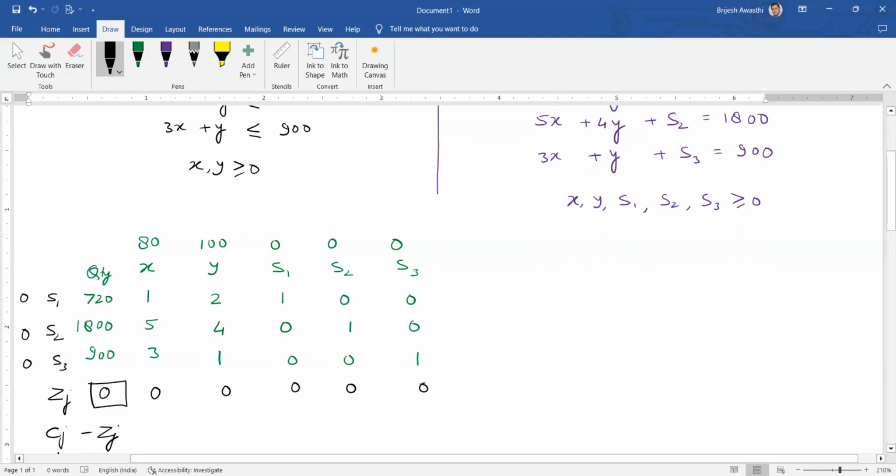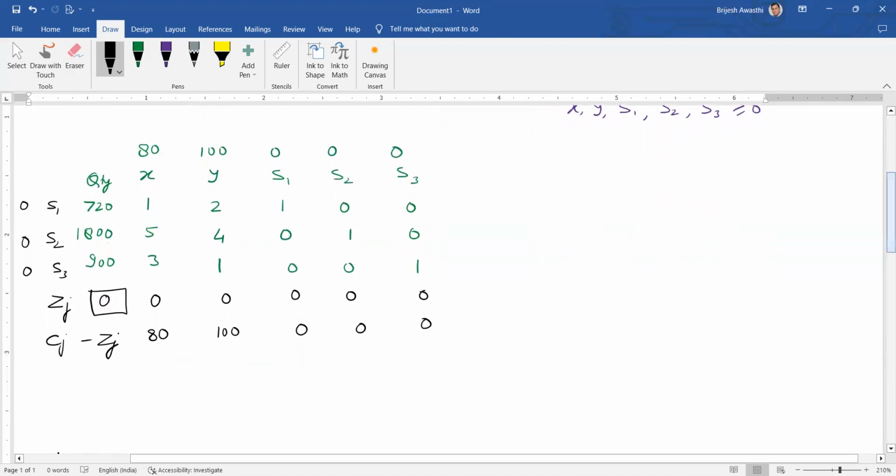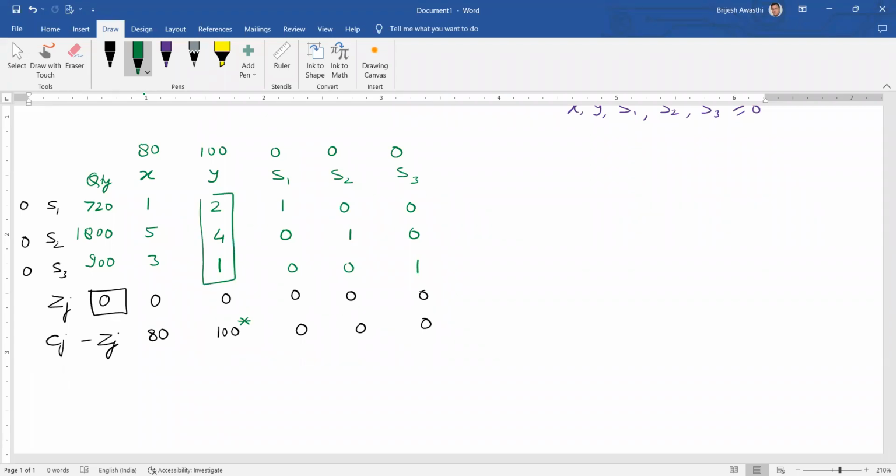Now CJ minus ZJ: 80 minus 0 is 80, 100 minus 0 is 100, 0 minus 0 is 0, 0 minus 0 is 0, and 0 minus 0 is 0. In CJ minus ZJ, the maximum positive value is 100. So this is going to become your key column.